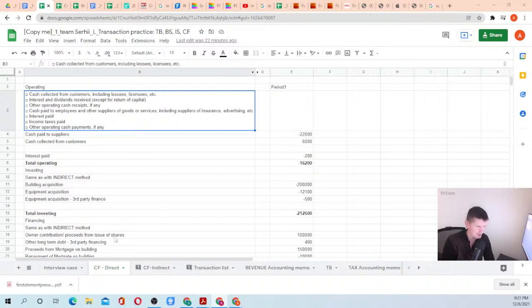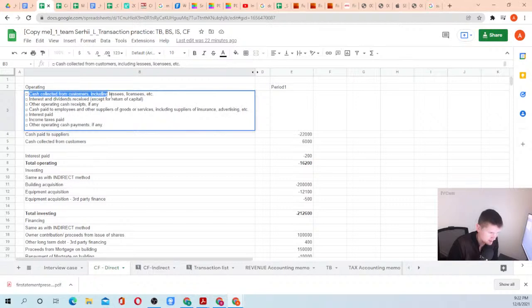Okay, so here is the working file. Another method of presentation is the direct method, and it actually just lists different types of cash flows, like cash collected from customers, interest and dividends receipts, other operating cash receipts, cash paid to employees and other suppliers of goods or services, including suppliers of insurance, advertising, and so on, interest paid, income taxes paid, other operating cash payments, if any.